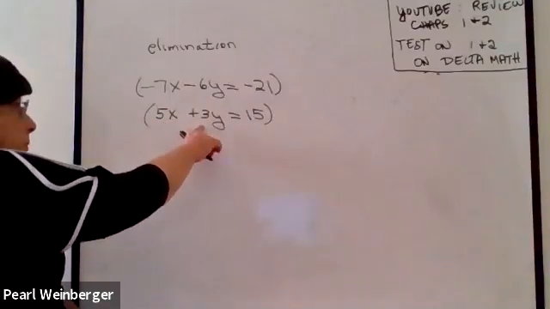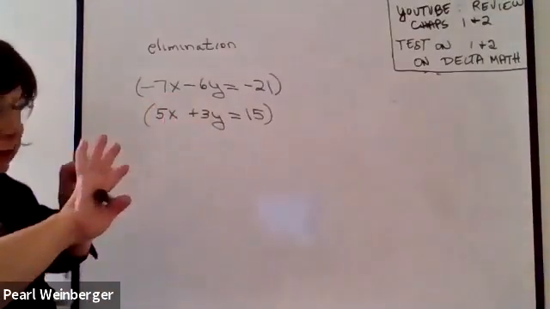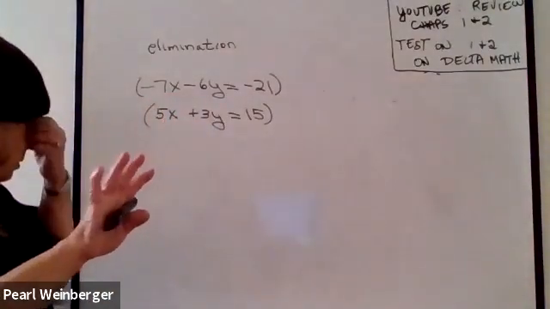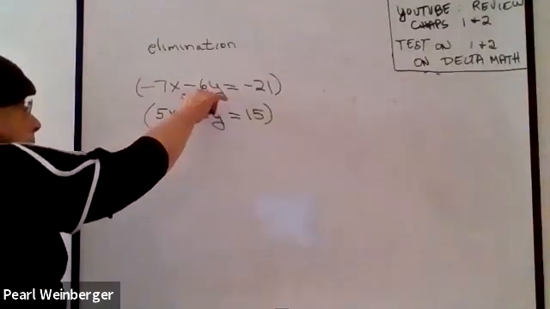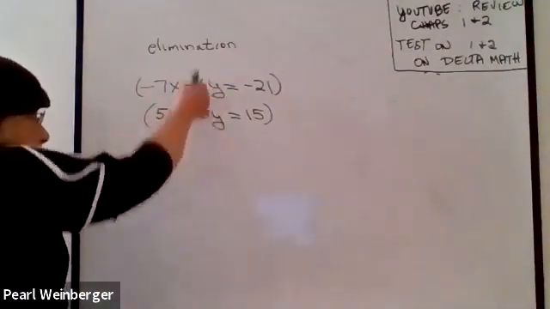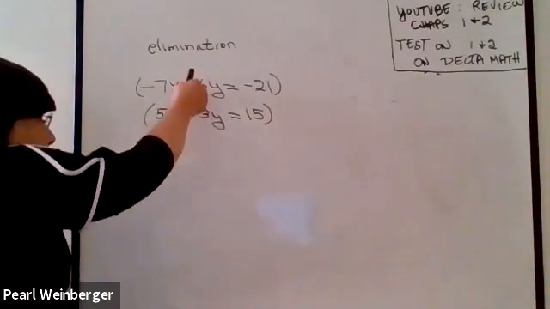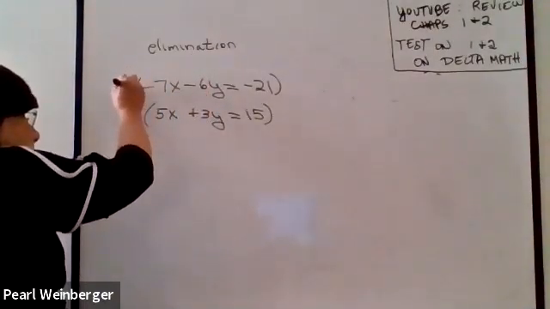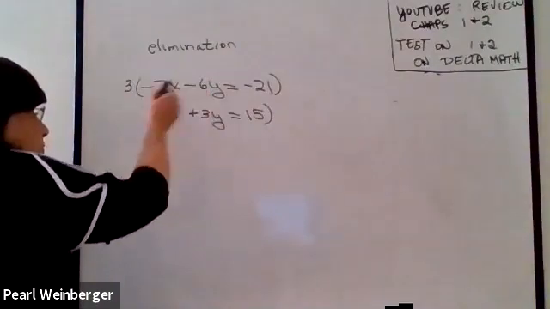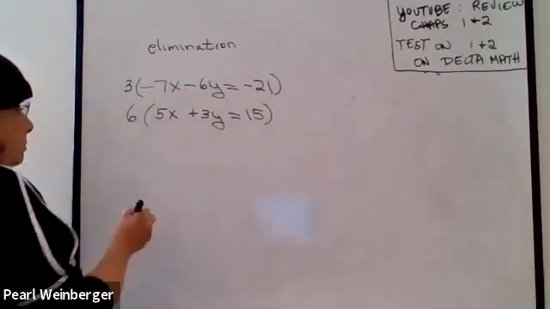I look at the numbers. Remember, I'm just looking at the numbers. Worry about the signs in a minute. I'm going to multiply the top equation. Remember, it's the Y's I want to get rid of. So I'm going to multiply the top equation by 3. And the bottom equation I'll multiply by 6.